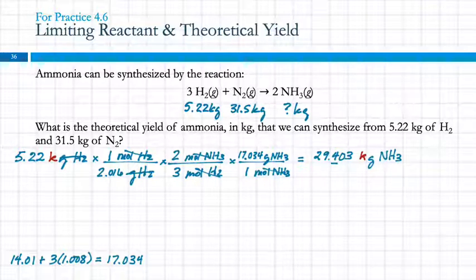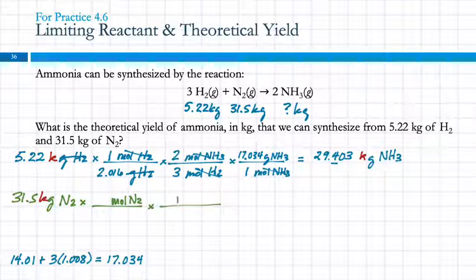So 31.5 kilograms. Do the same thing, ignoring the kilo. Kilograms of nitrogen. Grams to moles to grams. We're going to the same destination. We're going to grams of NH3. So grams to moles to moles to grams.